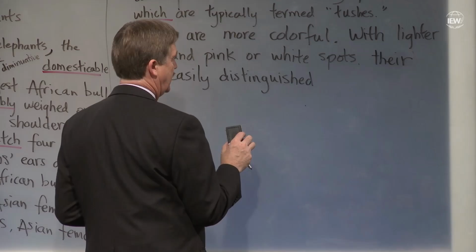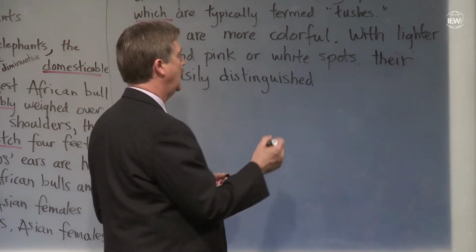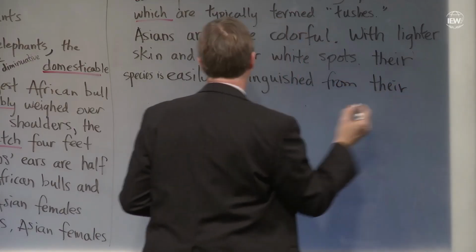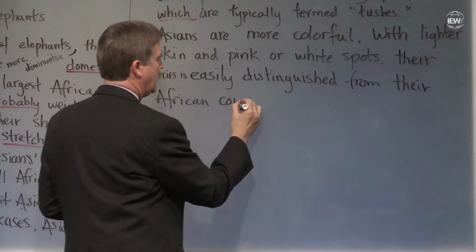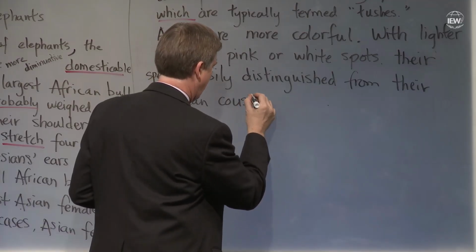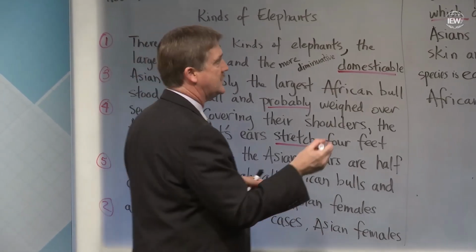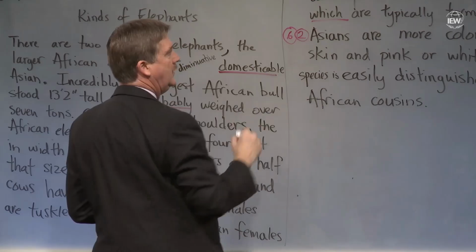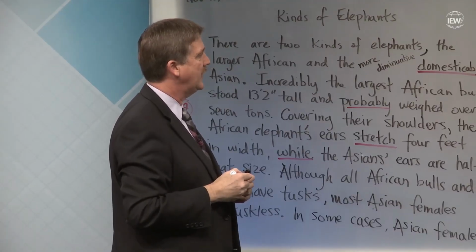Could you put easily distinguished from the African? Do you distinguish from something? Yes. Okay, distinguished from their African counterparts? Okay. Cousins. Okay, that gives us a 6. Asians are more colorful, a 2, with lighter skin and pink or white spots. Their species is easily distinguished from their African cousins.